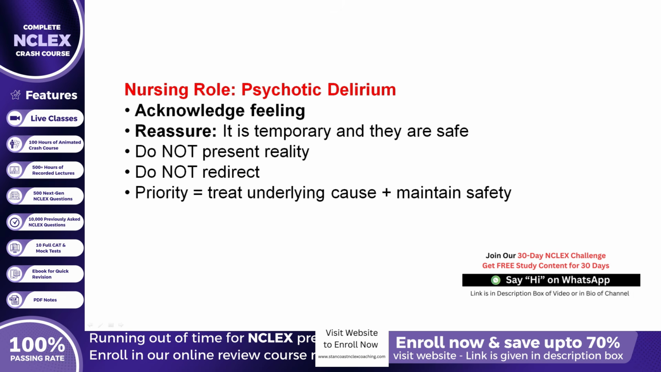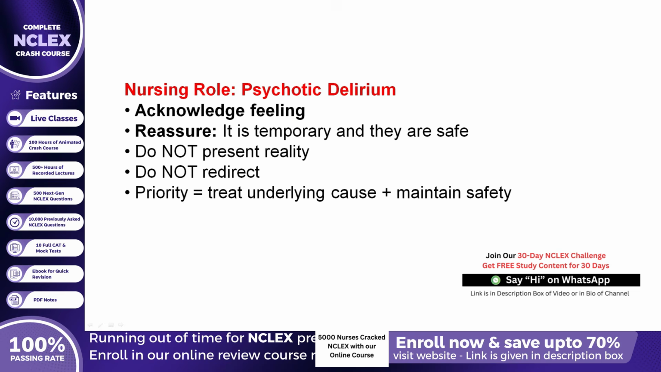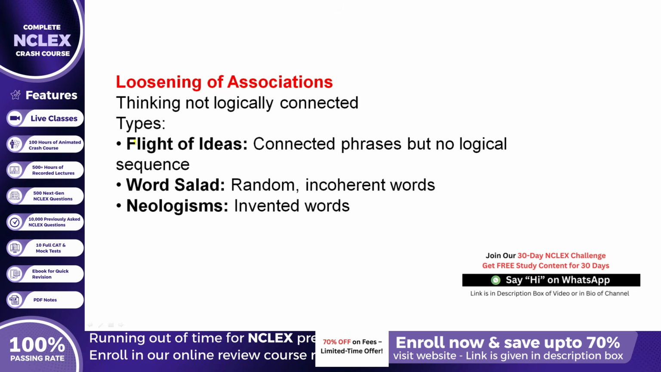As we move into this topic, let us begin by understanding that loosening of associations refers to thinking that is not logically connected. Next, we identify the types, starting with flight of ideas, which means the person uses connected phrases but there is no logical sequence between them. Then we look at word salad, which occurs when the person speaks random, incoherent words. Finally, we consider neologisms, which are invented words created by the patient.